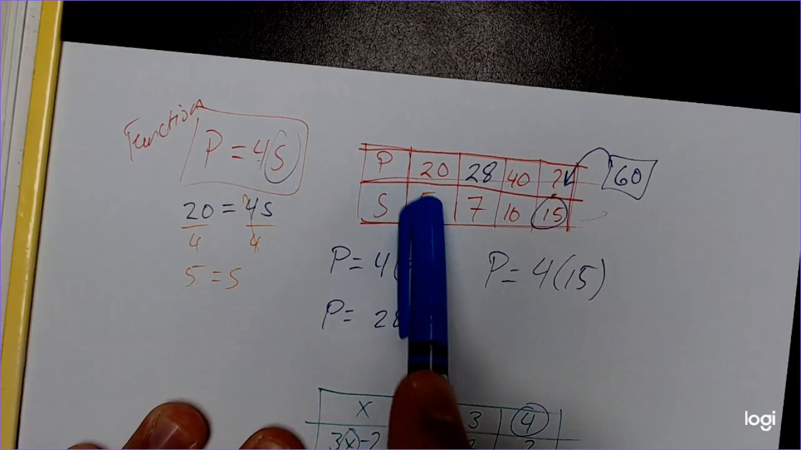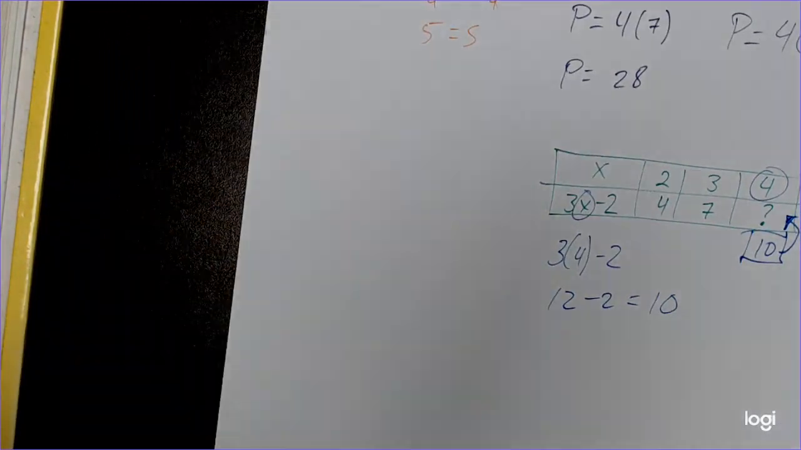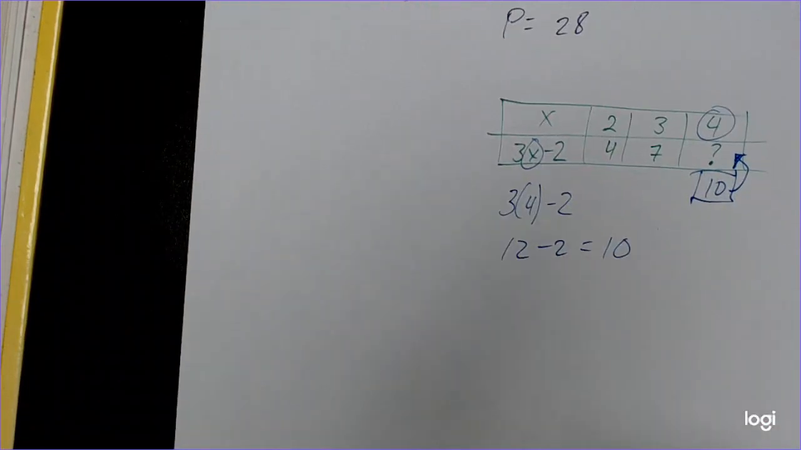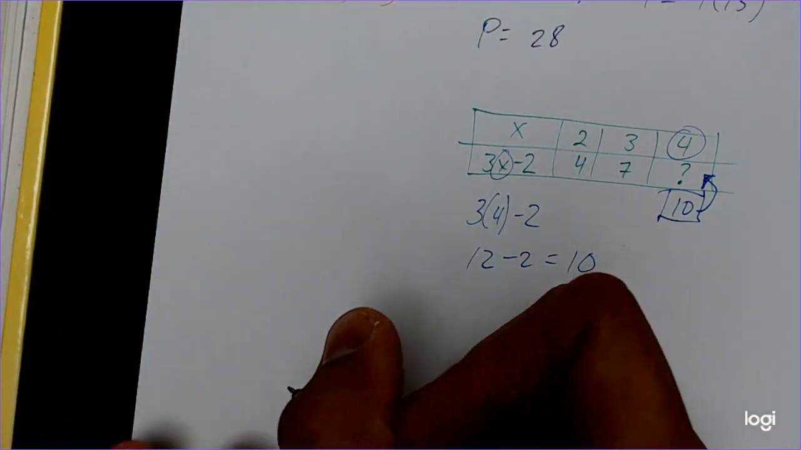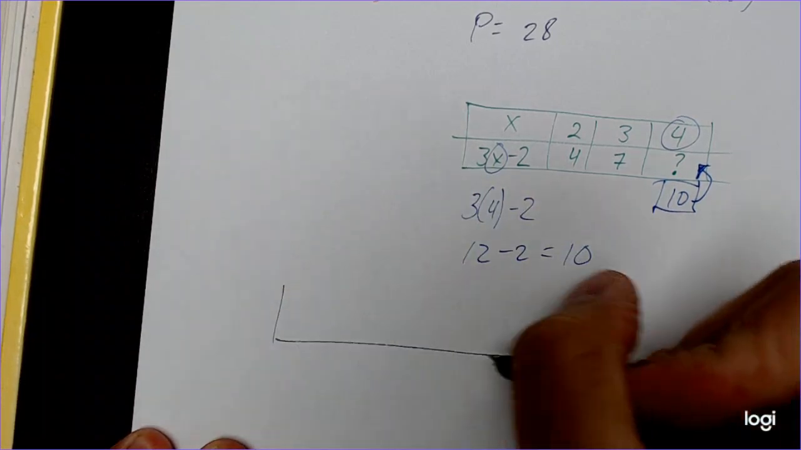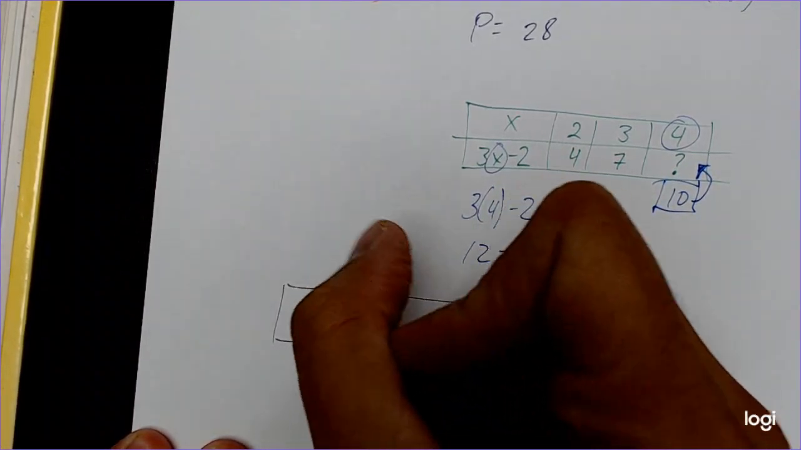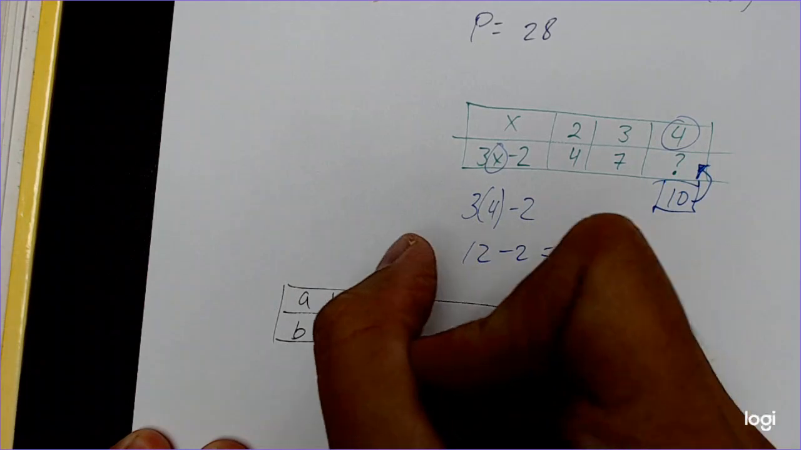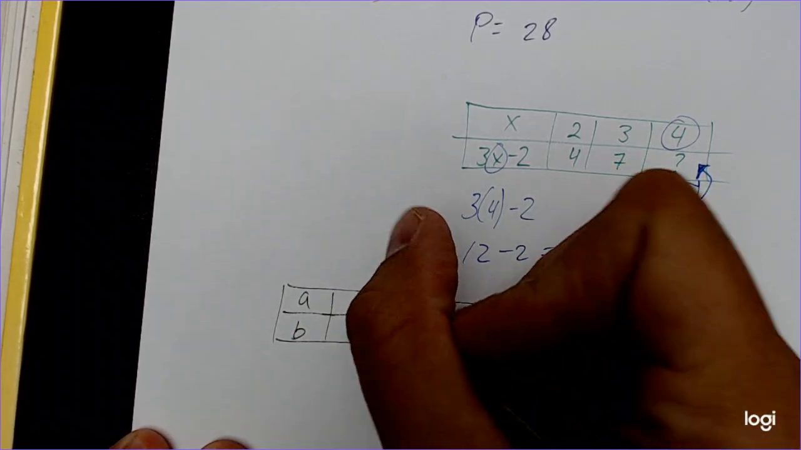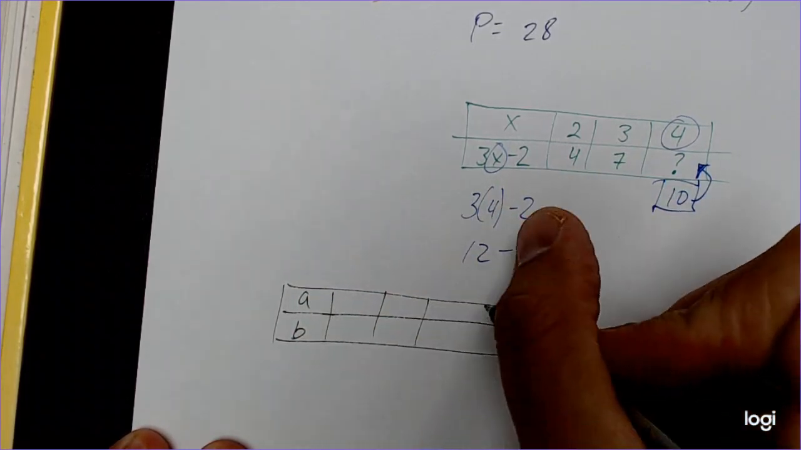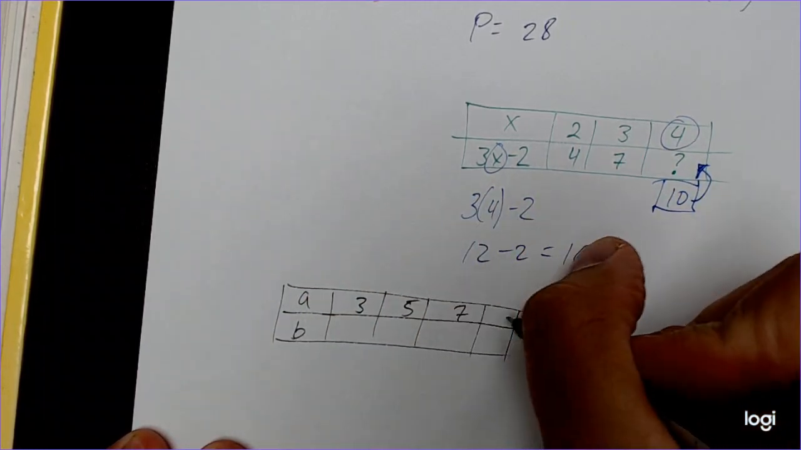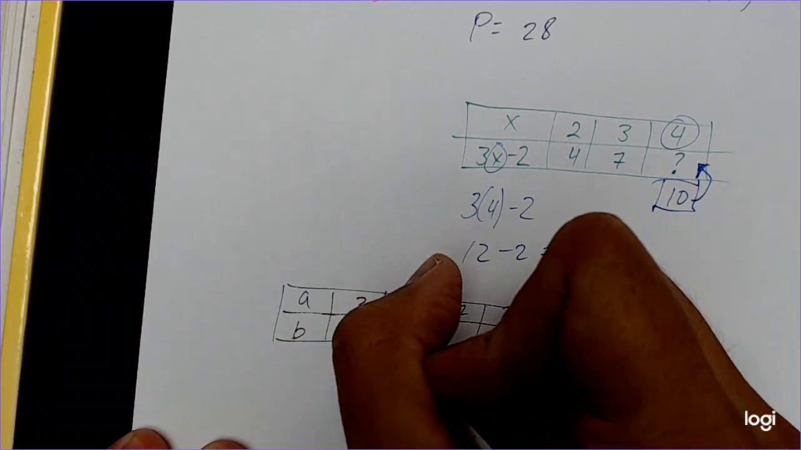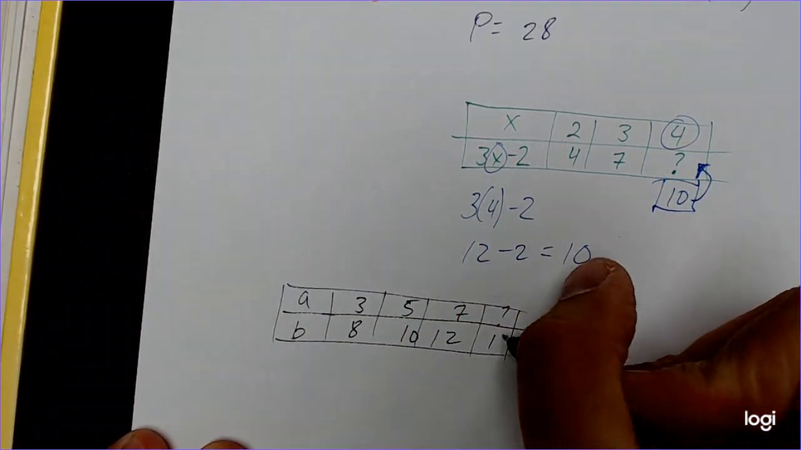Sometimes they'll give you a function table like this, and they won't tell you what the function is. You'll have to guess what the number is, or they'll want you to figure out what the rule is. So that might look something like this. What if we have a function table like this, where we've got, we'll say letter A, letter B, and we'll have the following numbers. We've got 3, 5, 7, and a question mark, and we have 8, 10, 12, and 15, right?